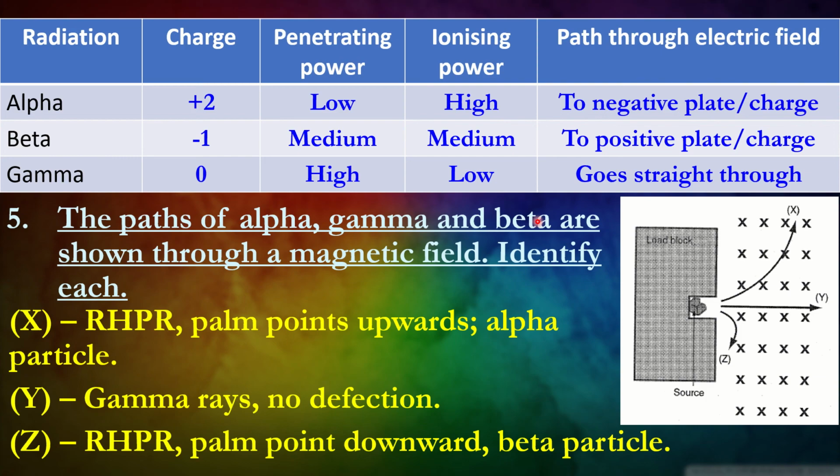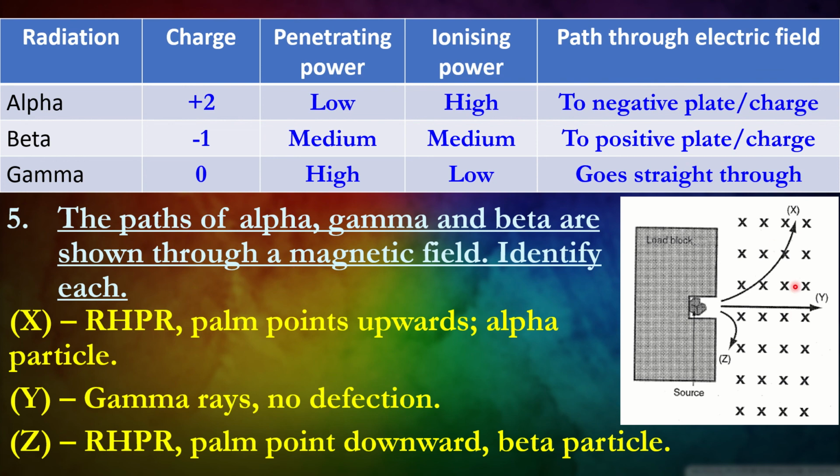Okay, so let's look through the answers. Just to quickly summarize, alpha has a charge of 2 plus, beta has a charge of 1 minus, and gamma is 0 because it's electromagnetic radiation. In terms of penetrating power, alpha has the lowest, gamma is the highest. If we're talking about ionization power, then it's reversed. So a low penetration power equals a high ionizing power. In terms of going through an electric field, alpha is always going to go to the negative side, beta is going to go to the positive, and then gamma is going to go straight through.